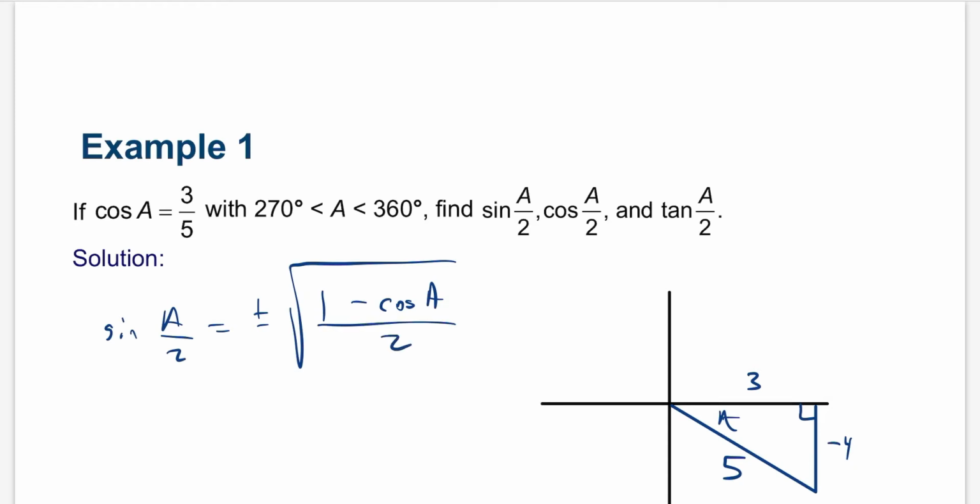All right, so let's go ahead and figure this out. So let's see, cosine of A. Oh, well, we already know what the value is. It's 3/5. So this is going to be either positive or negative. We know sine is negative in quadrant 4, so that's going to be a minus. So we have minus the square root of 1 minus 3/5 over 2.